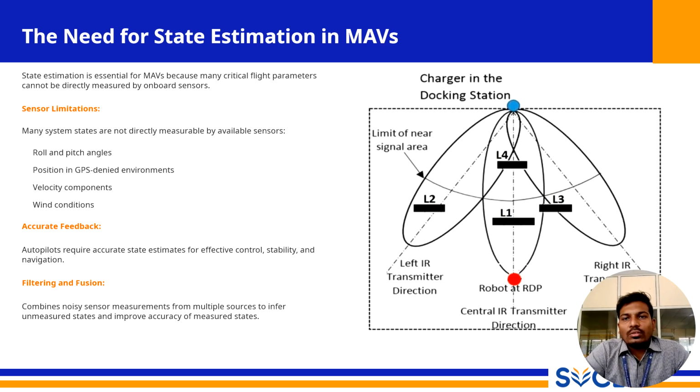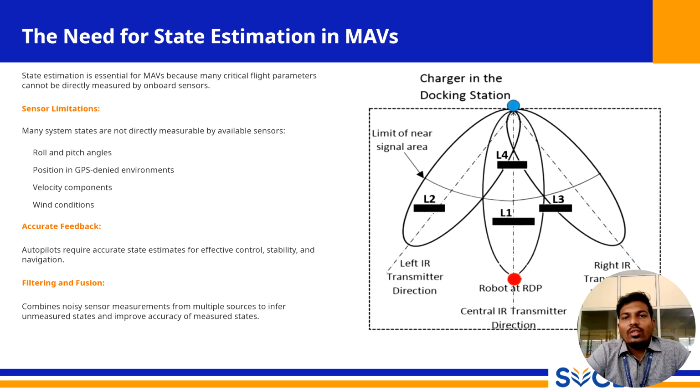filtering and fusion. This process combines noisy sensor measurements from multiple sources to infer unmeasured states and improve the accuracy of measured states. This is the elegant solution to our sensor limitations. We take the fast but drifty data from the rate gyros and fuse it with the slow but stable data from the accelerometer and magnetometer to produce an attitude estimate that is both fast and stable.